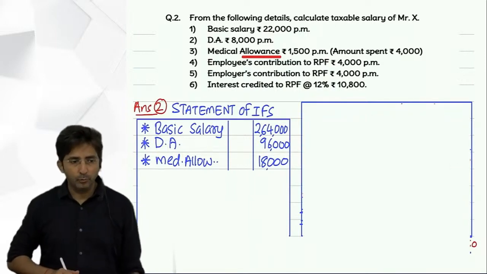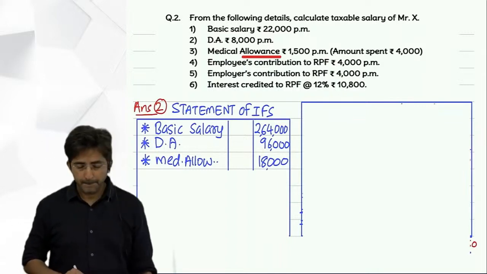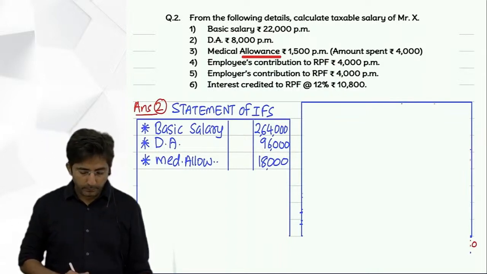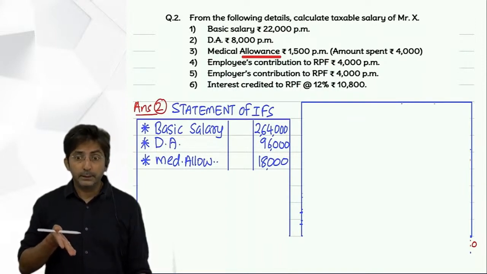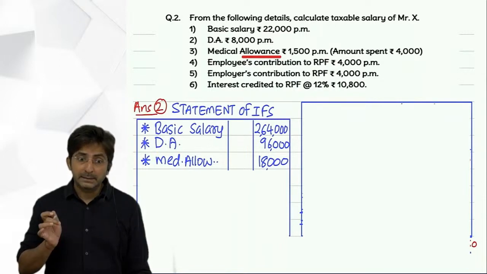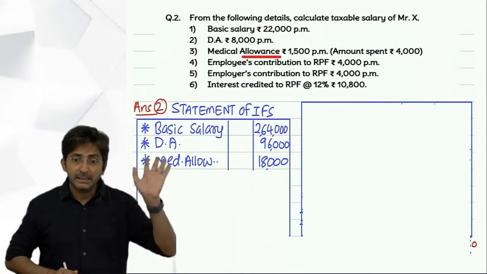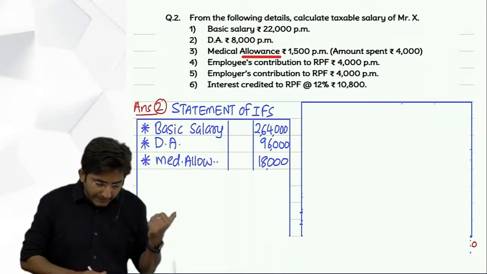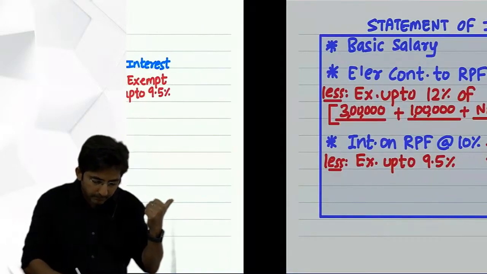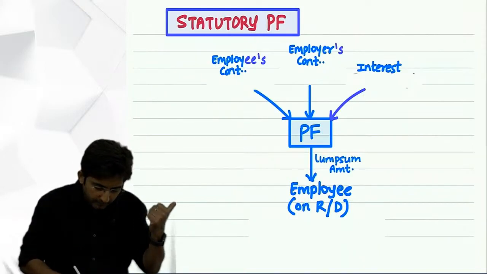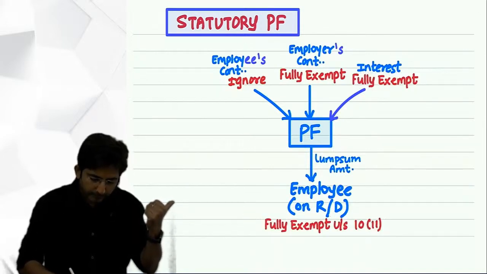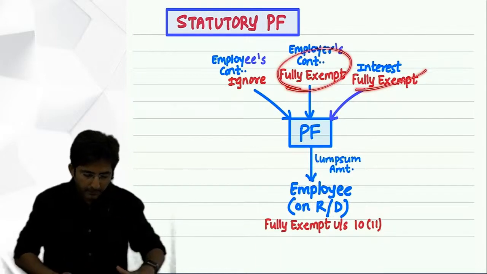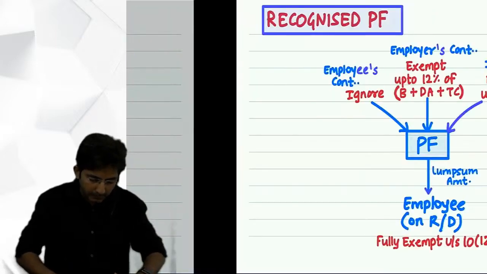First write employer's contribution to RPF. Wait, you have to also notice whether it is SPF or RPF. RPF. What if this was SPF? Fully exempt. Then I would have put a dash directly in the outer column. You forgot, I had explained SPF first today. SPF is fully exempt. But in this question, it is not SPF, it is RPF.